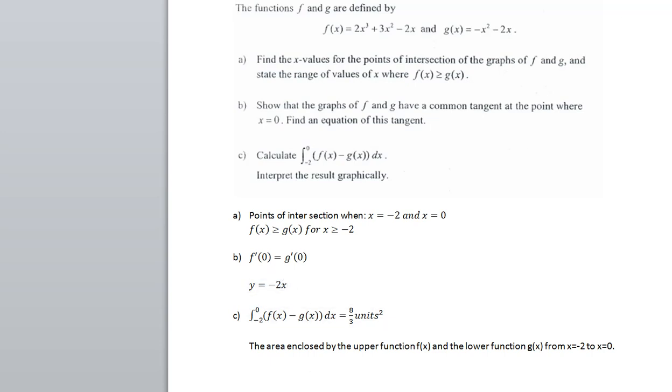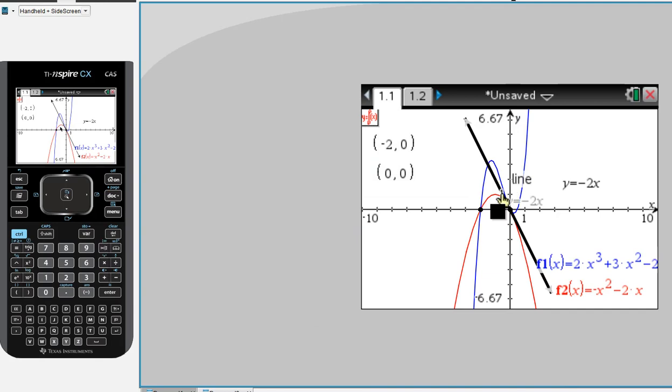C, calculate this integral, and then we have to interpret the result graphically. So let's first calculate this integral between -2 and 0. So f, the blue one, is going to be the upper function. g, the red one, is going to be the lower function. So it's this area that is enclosed by the two curves.